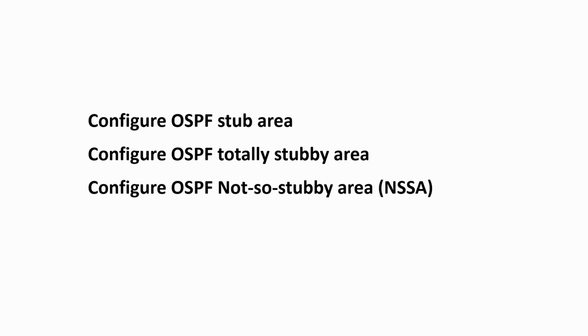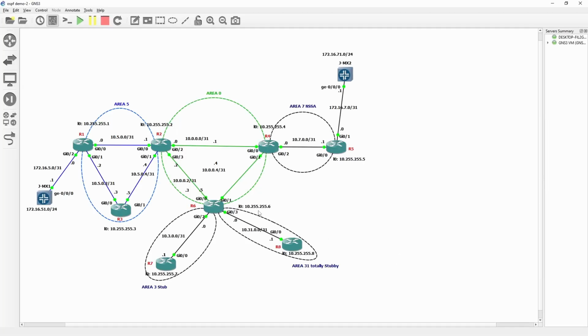In this video, we will configure the OSPF stub area and also configure the total stubby area and not so stubby area. So we will use this diagram. In the bottom here, we will configure the stub area. It's area 3, this part. And also we'll configure the area 31, this part here. And last, we will configure the not so stubby area in these parts.